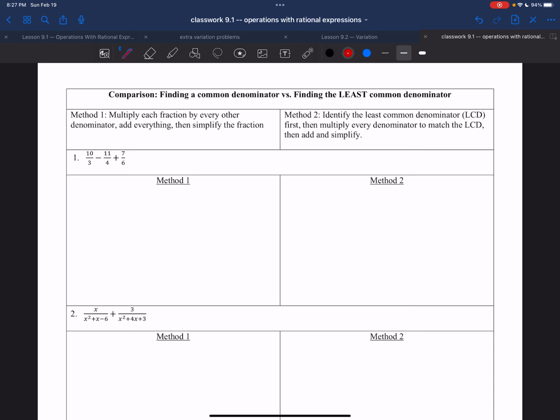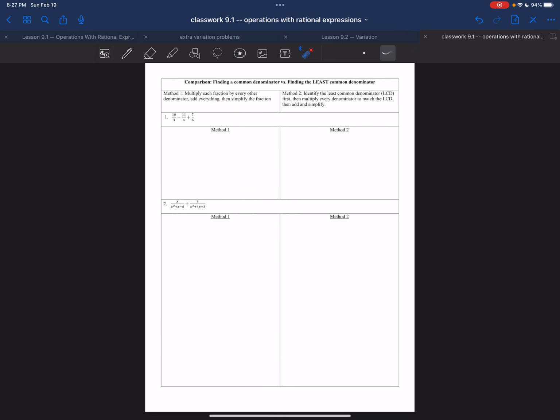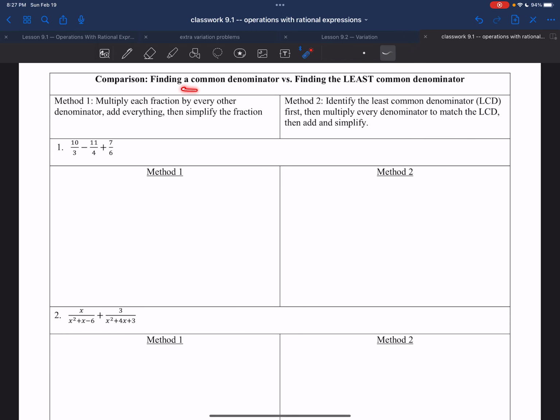Okay, so to give you some context of what I did in class, we talked about finding a common denominator versus finding the least common denominator. And so I bothered with having this method 1 section where it is just finding a common denominator. Now, to find a common denominator, really all you have to do is multiply by every other denominator and then add them together. That way they have a common denominator.